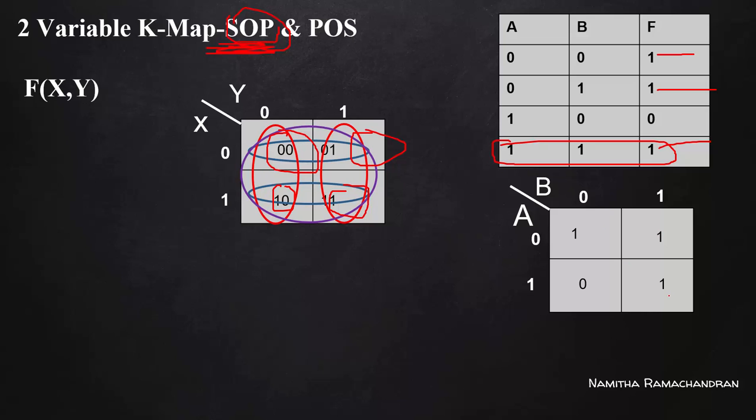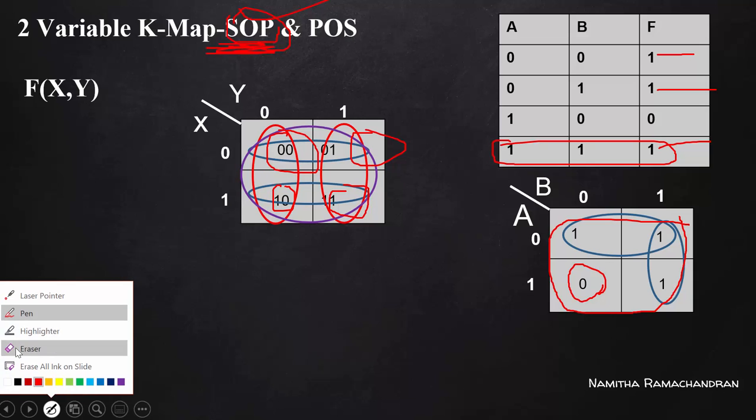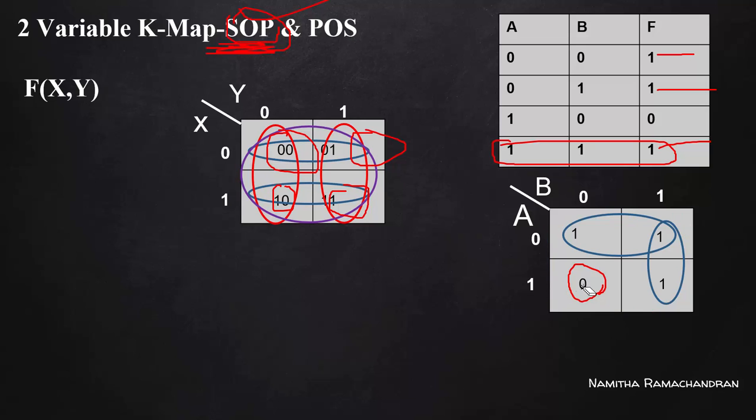Okay, so what are the groups possible here? We can consider a group like this and this. We can't make a full group with 4 cells. Why? Because here we have one cell with value 0. In the case of SOP form, we need cells with value 1s. Right? So consider these two groups only. Okay, so what is the minimized or the min-term representation corresponding to this group?